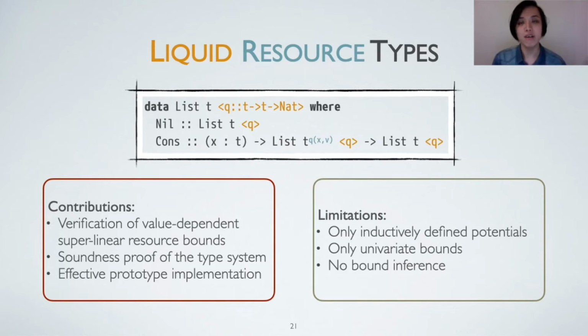For example, our system only supports inductively defined potentials, does not allow multivariate bounds like n times n, and we don't have a type inference algorithm yet. These limitations are interesting research directions, and we hope to explore some of them in the future.